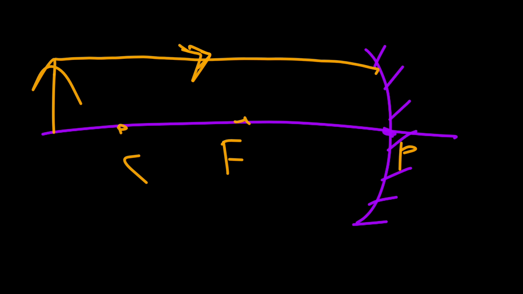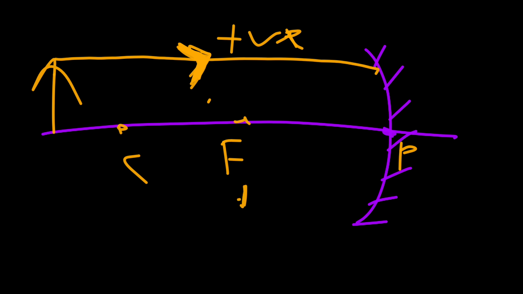The direction of the incident ray is taken as positive, right? Very good. The direction of the incident ray is taken as positive, which means you have to measure all the distances. Let's start measuring all the distances.